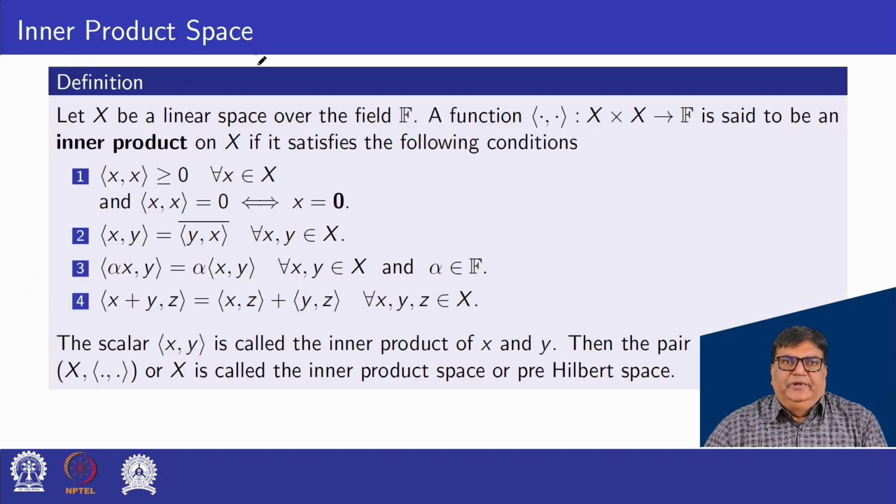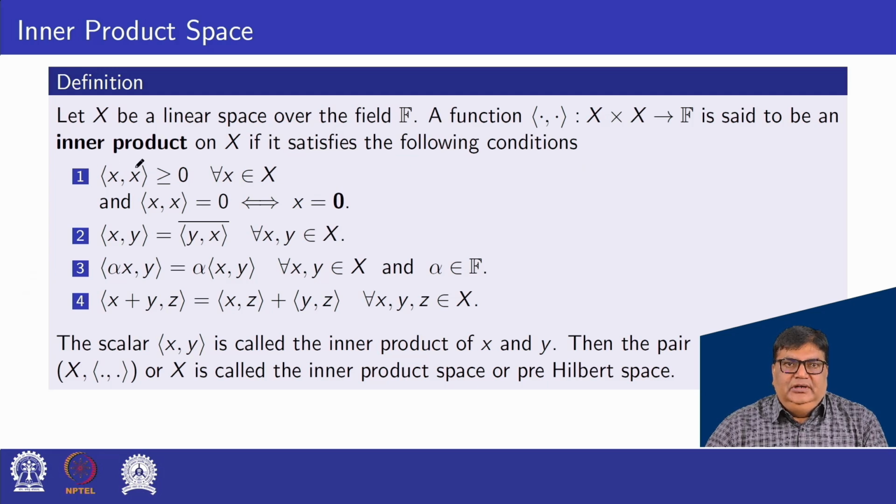Inner product space. Definition. Let X be a linear space over the field F. A function, this is the notation of inner product, this is the function, from X cross X to F is said to be an inner product on X if it satisfies the following conditions.